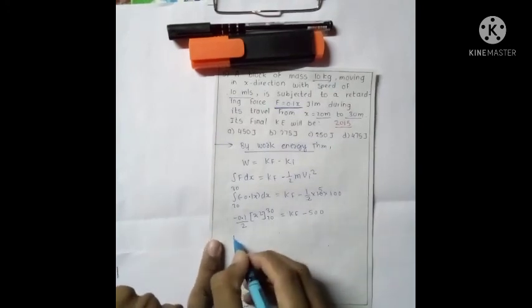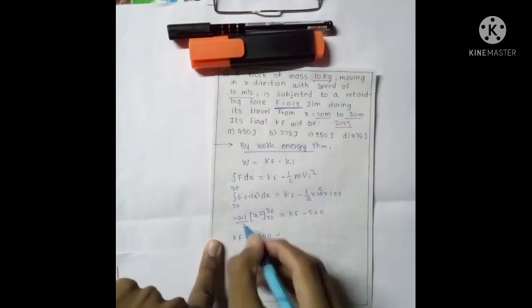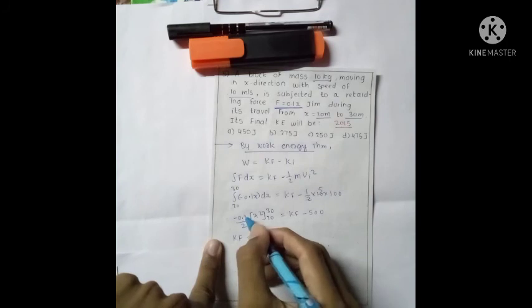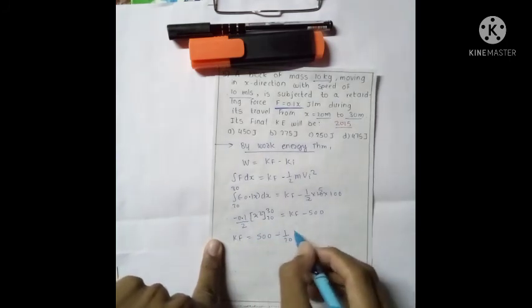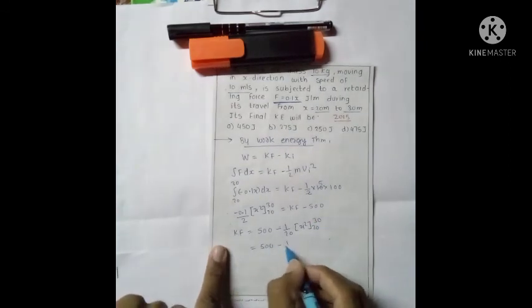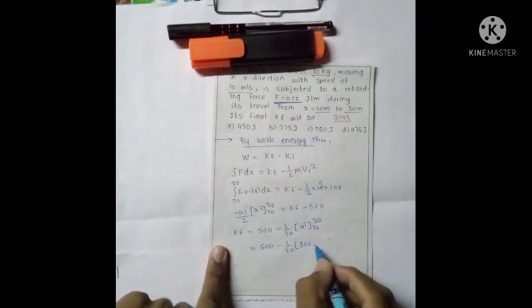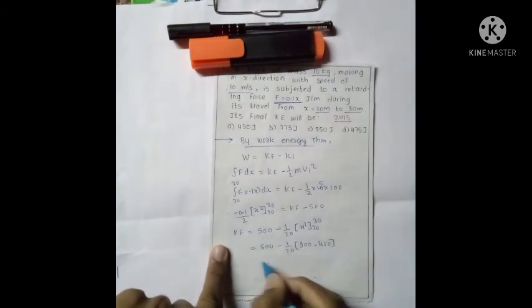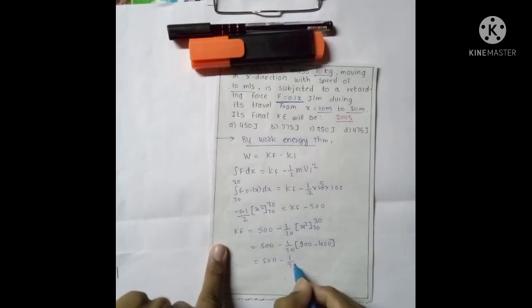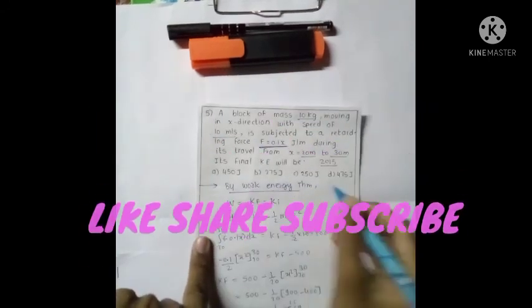So final kinetic energy is equal to, this 500 comes this side, 500 minus this can be written as 0.1 upon 2 is equal to 1 upon 20, 1 upon 20 x square from 20 to 30. So 500 minus 1 upon 20, by putting 30 square 900 minus 20 square 400, 500 minus 1 upon 20 into this becomes 500, this becomes 25. So 500 minus 25 becomes 475 joule. So final kinetic energy is 475 joule. Our answer is option number D.